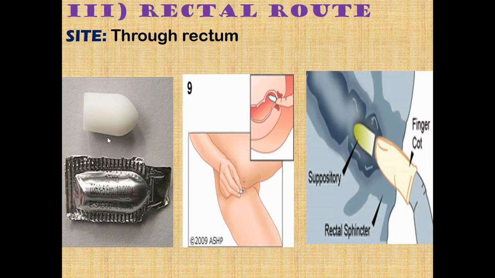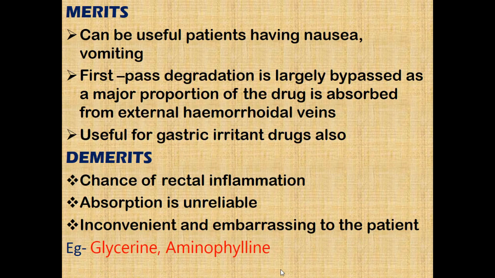Then come to the rectal route. Yes, through the rectum, as in the pictures I showed you. This is a suppository. There are two types of preparation: one is the enema and the other is the suppository. Then the merit is that it can be useful in patients having nausea and vomiting.